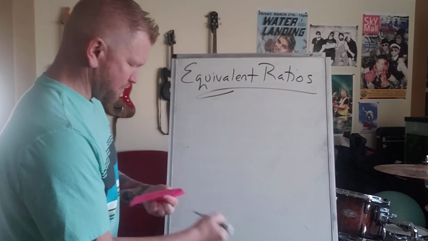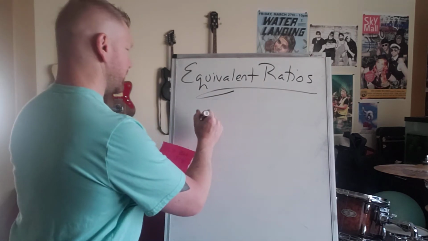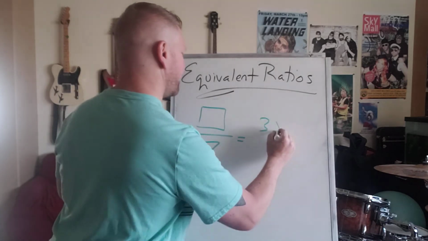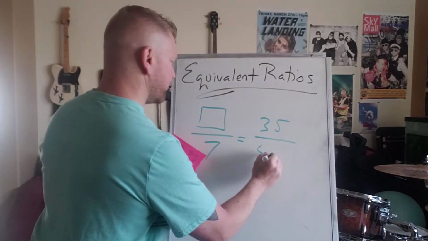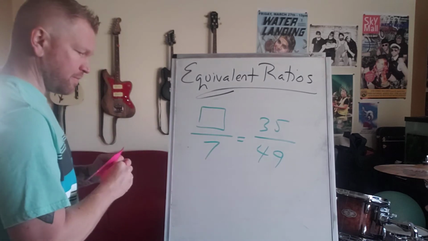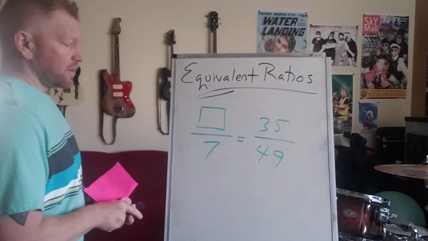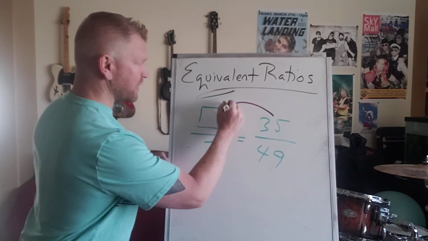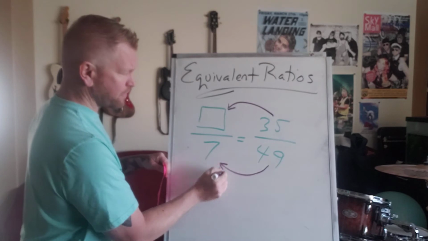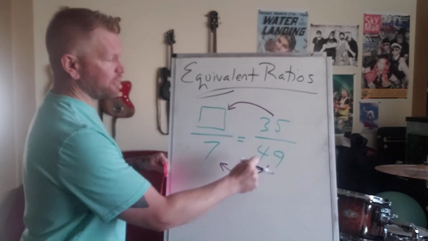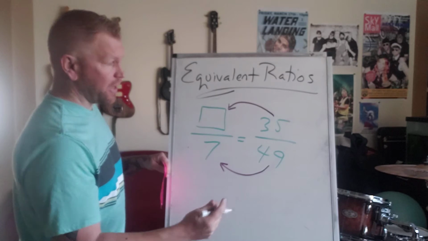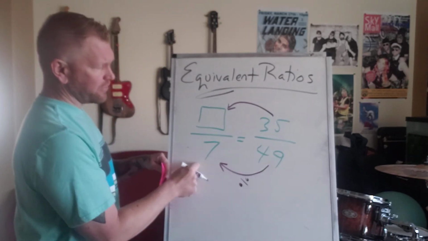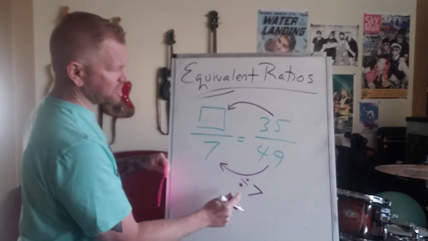Next example. All right, let's say we have blank over 7 is equivalent to 35 over 49. Okay, so I mentioned which way to put the arrows. This time, I want to go this way to get what's in that blank. So the arrow's coming back like this. Now, if you want to change 49 into 7, you don't multiply going back this way. You divide. So 49 divided by what would give you 7? 49 divided by 7 gives you 7.